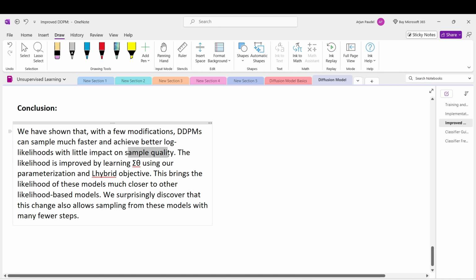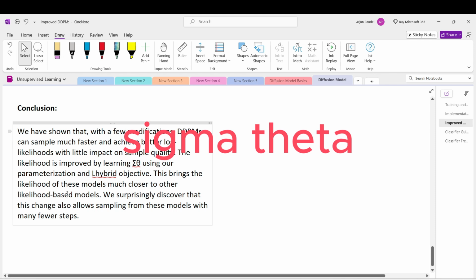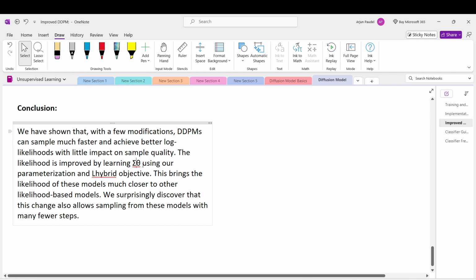impact on sample quality. So the likelihood is improved by learning the variances using our parameterization and L hybrid objective. They say that the likelihood is improved by this L hybrid objective. So they're going to learn this covariance theta, and this can be learned using the parameterization and their proposed L hybrid objective. This brings the likelihood of this model much closer to the other likelihood based models.